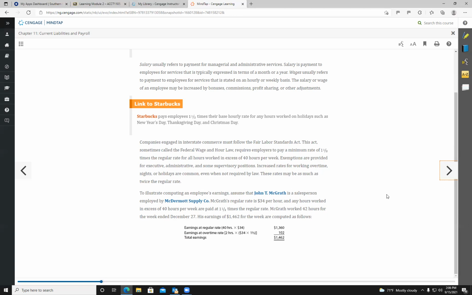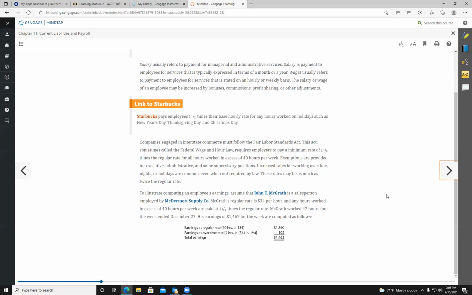Let's illustrate by computing an employee's earnings. Assume that John T. McGrath, who sounds like a country music person, is a salesperson employed by McDermott Supply Company. McGrath's regular wage is $34 an hour. Any hours that he's worked in excess of 40 hours are going to be paid at 1.5 times that regular rate. So if you take 34 and multiply it by 1.5, that's going to give you his time and a half rate.